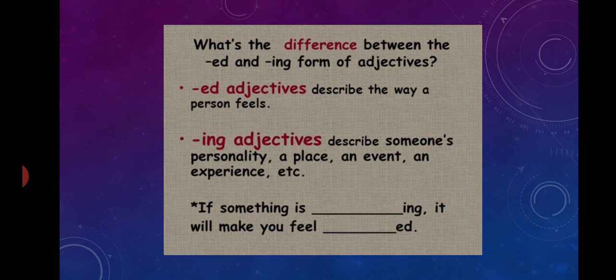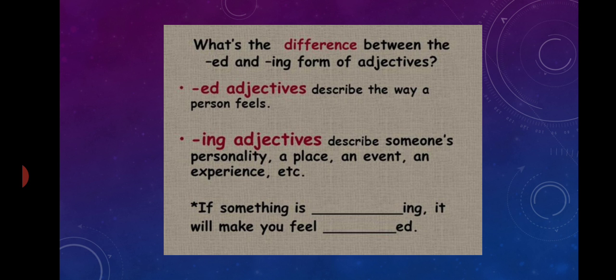What's the difference between the ed and ing form of adjectives? In first place, as you can see here, ed adjectives describe the way a person feels. So I can say, I feel exhausted. I feel tired. I'm confused. I'm surprised. I'm interested in that computer. So basically, I'm talking about how I feel. And in this case, I'm using ed adjectives.